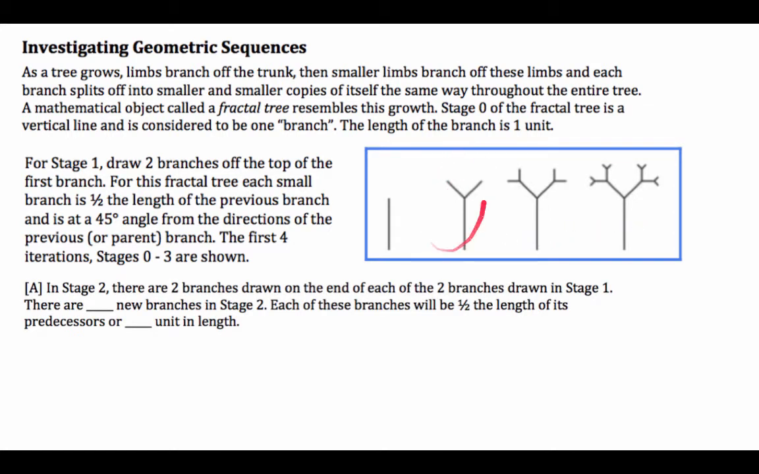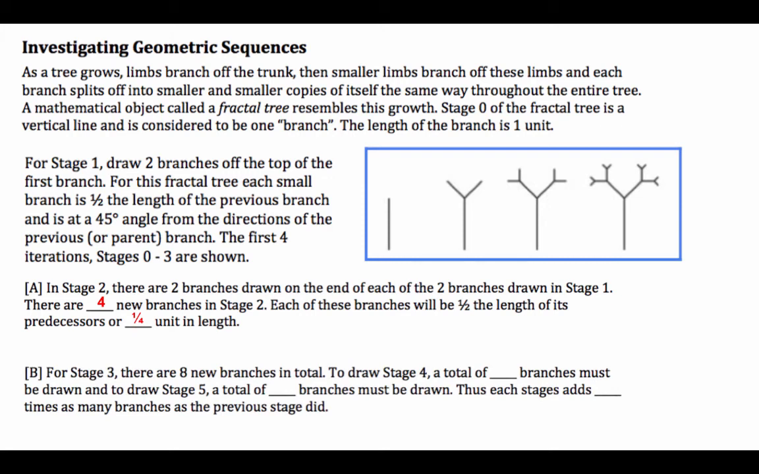In stage 2, previous to this, there are 4 new branches because we double at the end of the 2 branches that we had, along with those existing. The length we drew as half of the previous length, so it will be 1/4 of the unit length. But let's just focus on the number of branches here. For stage 3, there are 8 new ones. So there's 8, and there is 4, and there is 2.